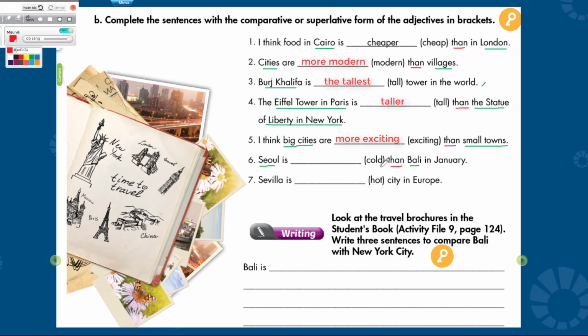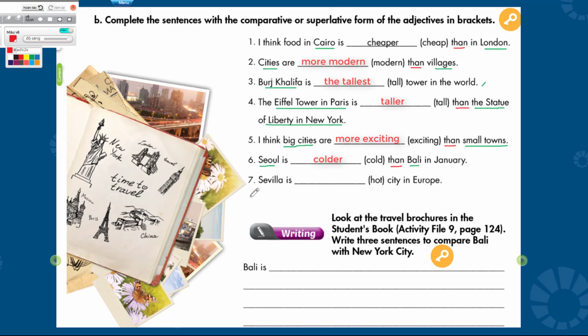Cold is a short adjective. So in the comparative we add er, right? Easy, right? Cold là một tính từ có một âm tiết, cold, right? Như vậy là ở dạng so sánh hơn thì chúng ta sẽ thêm cái đuôi er: colder, right? So it's colder than Bali in January. January là tháng 1, right? So thì lạnh hơn Bali vào tháng 1, vào tháng Giêng. Okay, so lạnh hơn Bali vào tháng Giêng hay tháng 1, right?